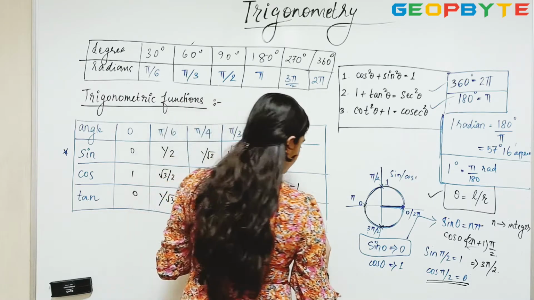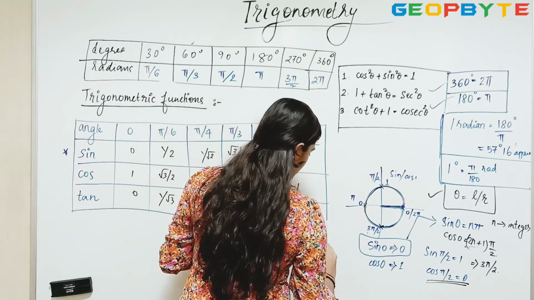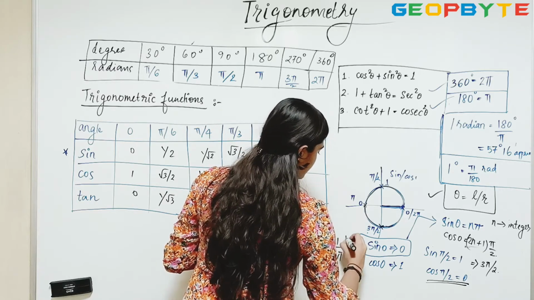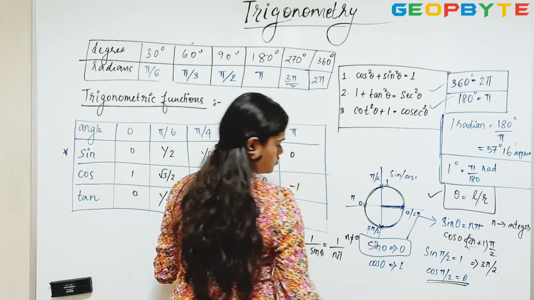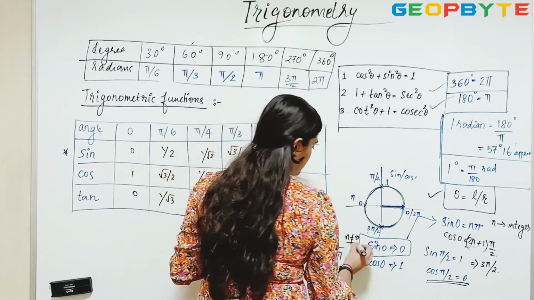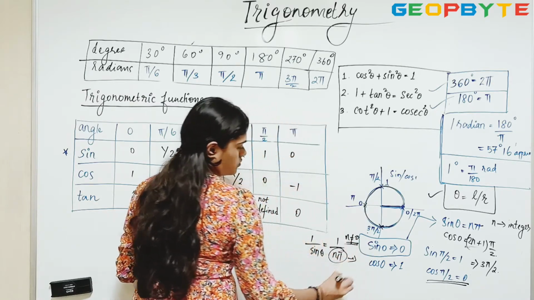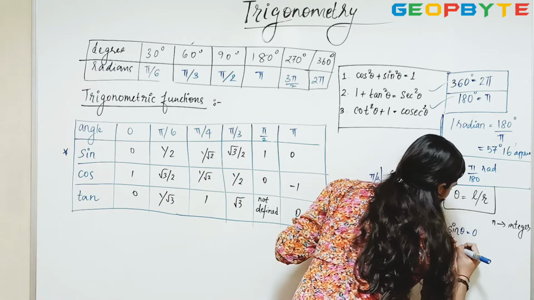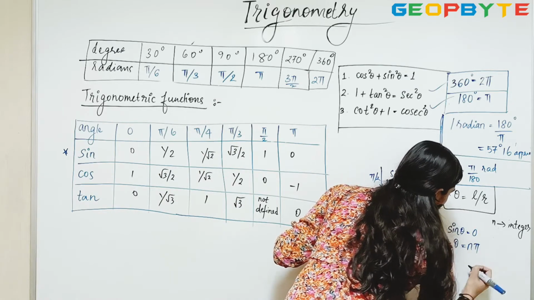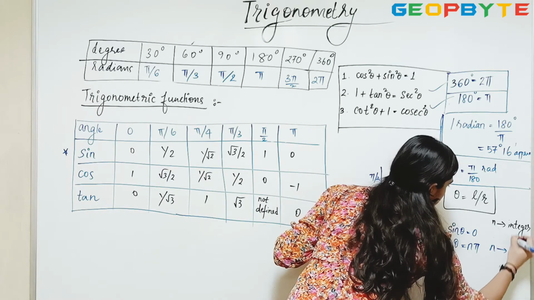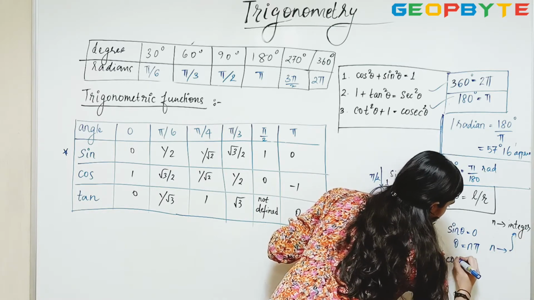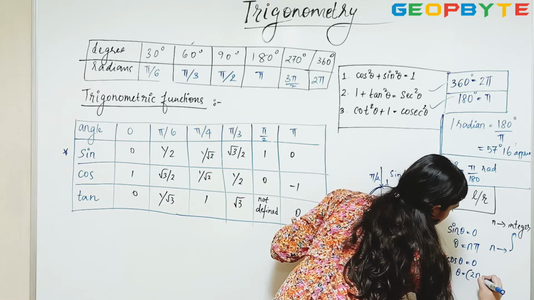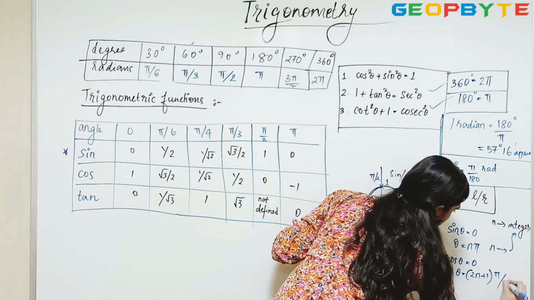cosec and sec functions? Cosec function is 1 by sin theta, right? So it should be 1 by n pi. But my n cannot take the value 0, because then it becomes 0. So sin theta equal to 0 gives theta equal to n pi, where n is an integer, and cos theta equal to 0 gives theta equal to (2n plus 1) pi by 2.